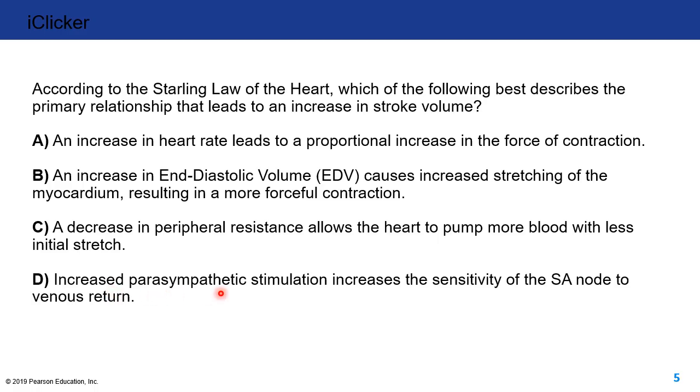Decrease in peripheral resistance. We didn't even start talking about peripheral resistance yet, so that's a clue that most likely that's the wrong answer. Increase in parasympathetic. We just mentioned sympathetic, right? We said increase in sympathetic gives you larger stroke volume. We didn't talk about parasympathetic, so that's another clue that that's a wrong answer. So it really should be between two answers.